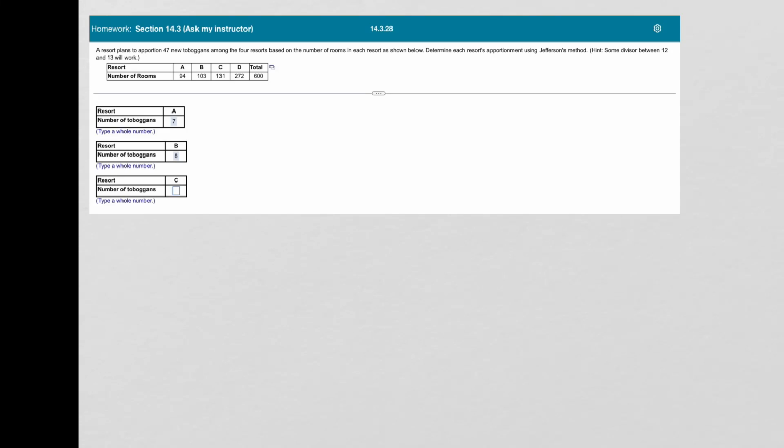In this problem, it says a resort plans to apportion 47 new toboggans, so I'm going to circle that 47, among the 4 resorts based on the number of rooms in each resort as shown below. So we have Resort A has 94 rooms, B has 103, C has 131, and D has 272 rooms. And there's a total of 600 rooms. We want to determine each resort's apportionment using Jefferson's method. And as a hint, they say use a divisor between 12 and 13.